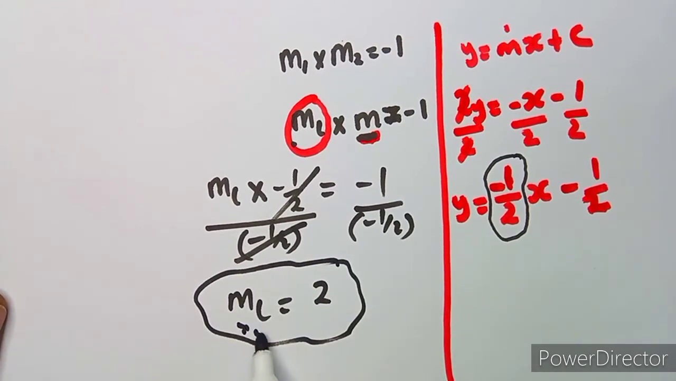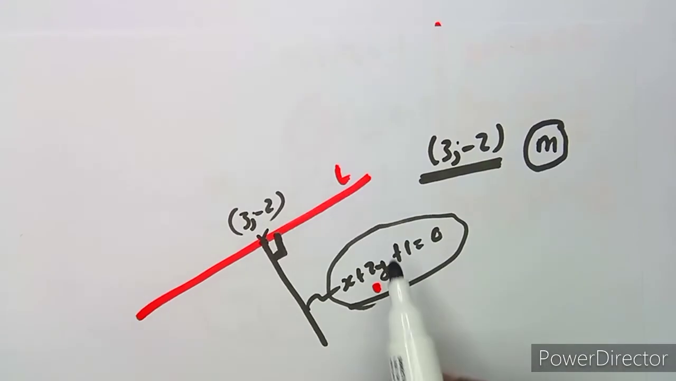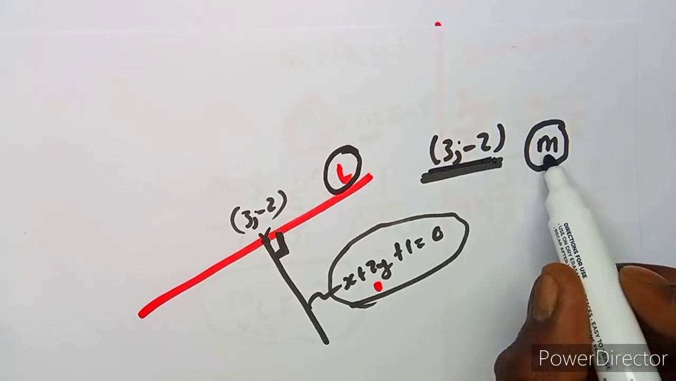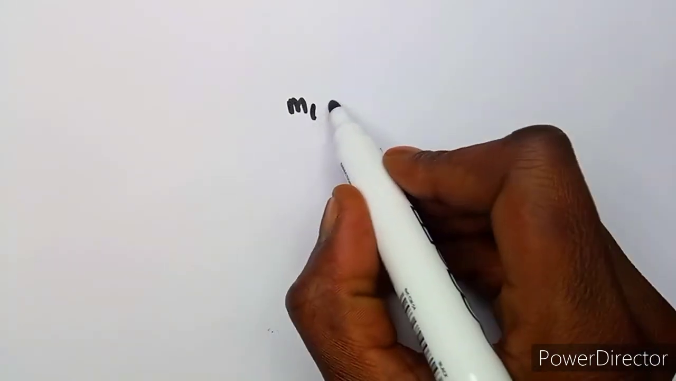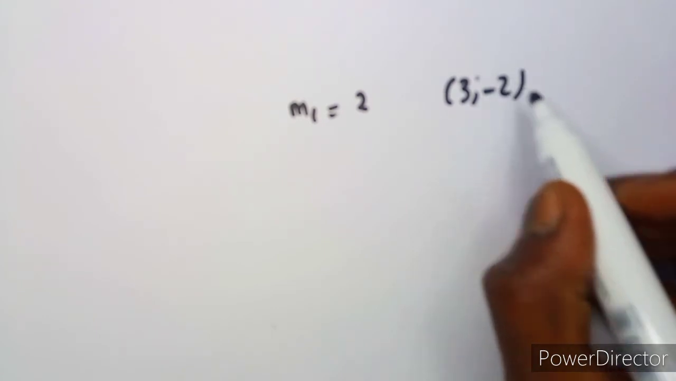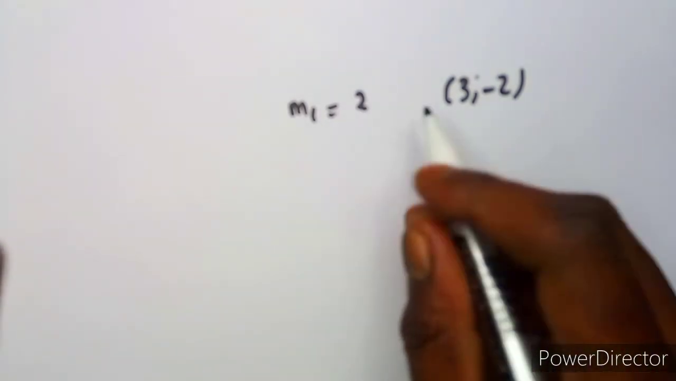So we have got the gradient of line L. This is for line L. It was the one stopping us from finding the equation of line L, because we were only given the point but we didn't have the gradient. Now we know that the gradient is 2. It's now easier for us to find the equation, because we have the gradient of line L, which is 2, and we also have a point which this line is going to pass through, which is (3, -2). So simply apply your techniques, guys.